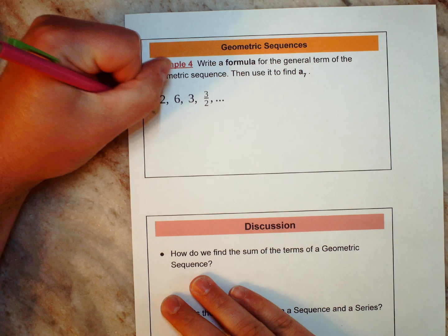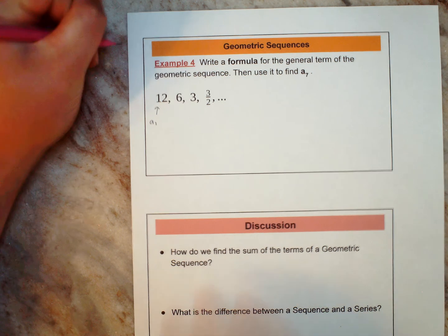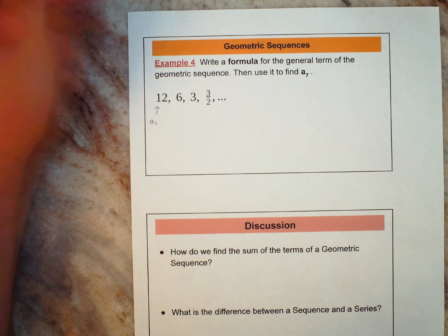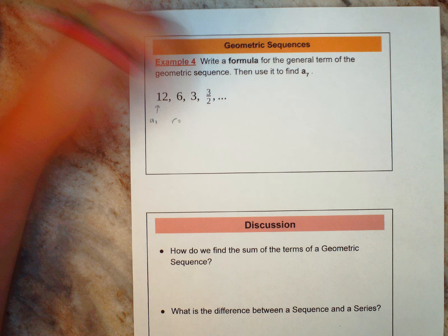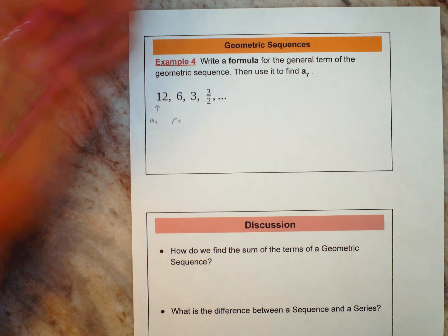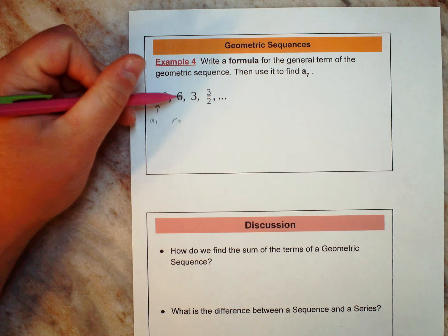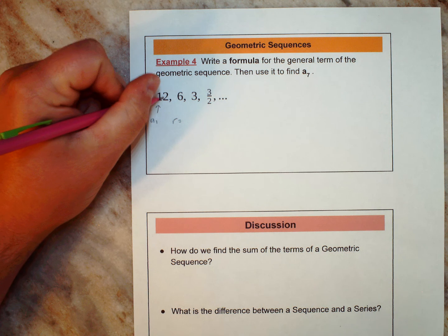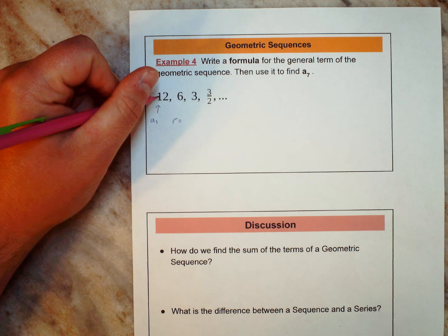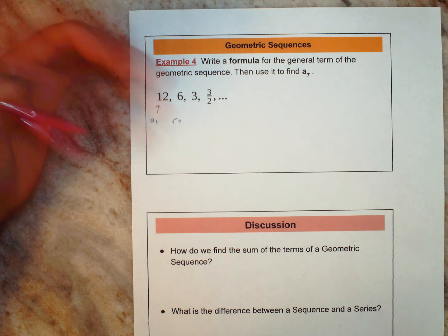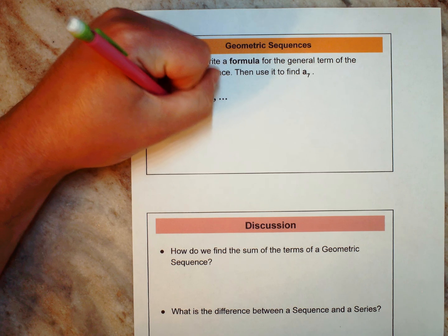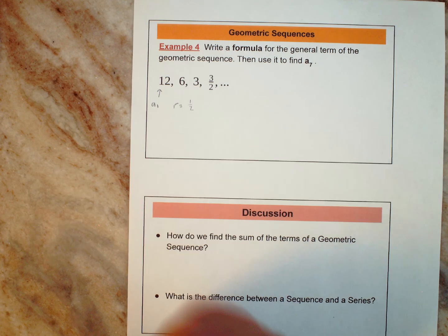So the first thing you should notice is that 12 is our A1. The next thing we got to do is figure out R. So R is the common ratio. So what's happening as we go from 12 to 6 to 3 over 2? So how do you get from 12 to 6? You're not dividing it by 2, you're multiplying by 1/2. So R is your 1/2.